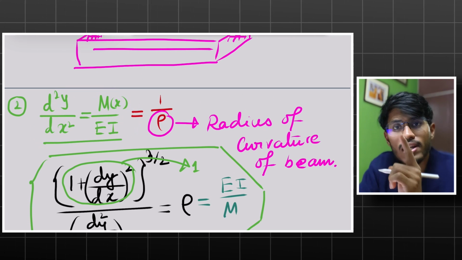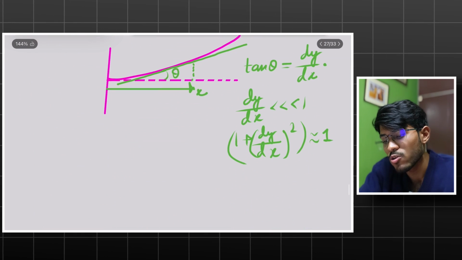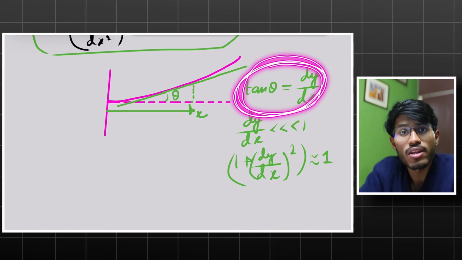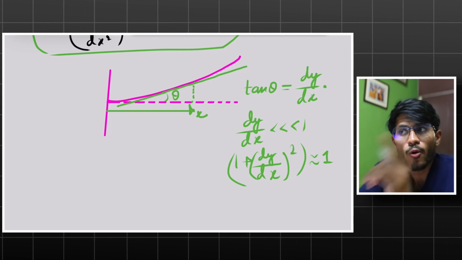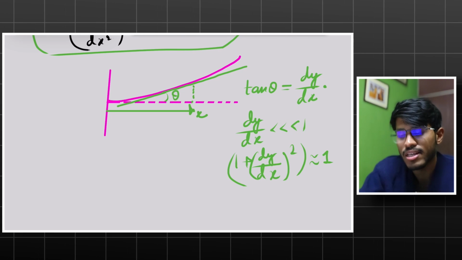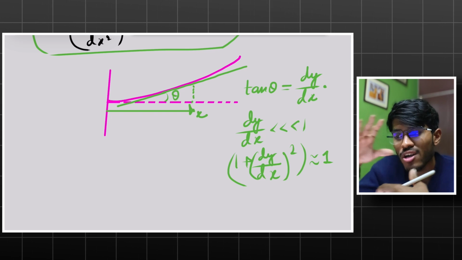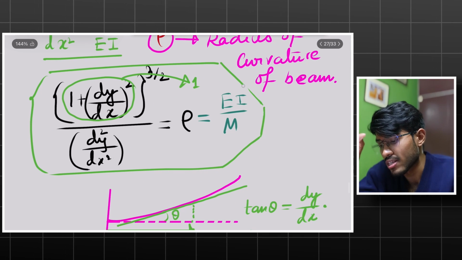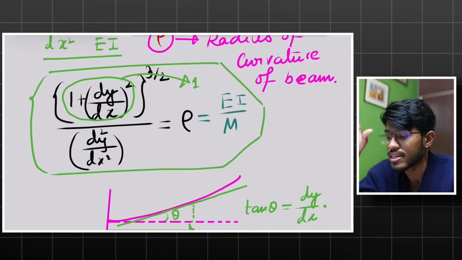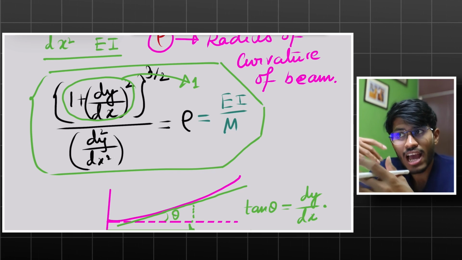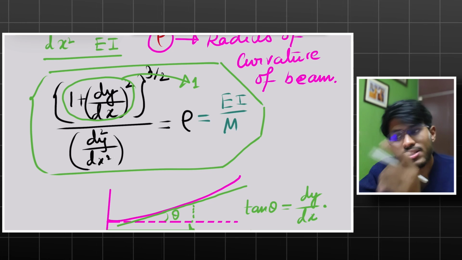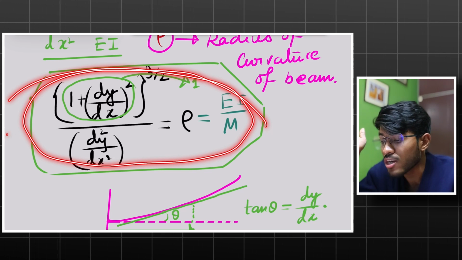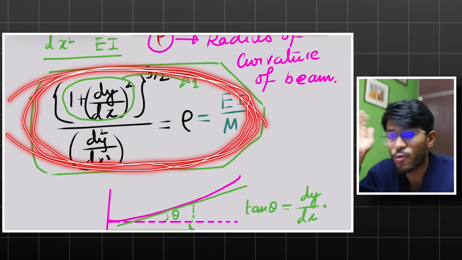Now, in the actual derivation, they will tell you this assumption. They will actually tell you. In that case, people have studied that, but still they do not understand why this formula is not valid. They have studied that the slope is very small, they have marked the assumptions, but still they will not be able to tell why we are not using this formula. Why?